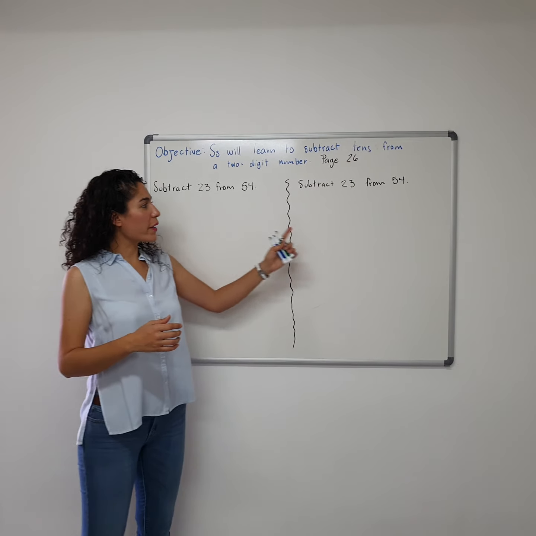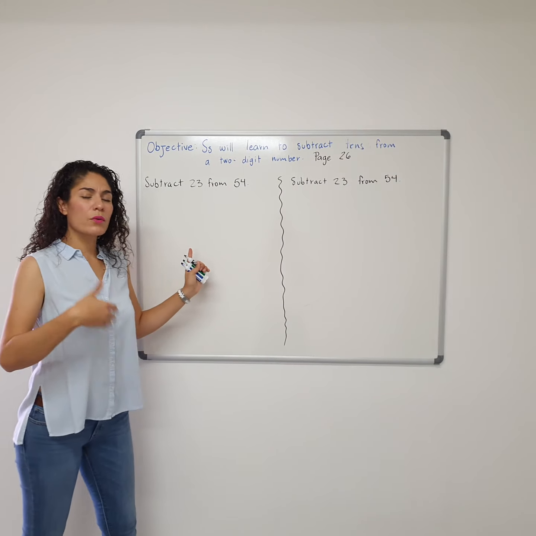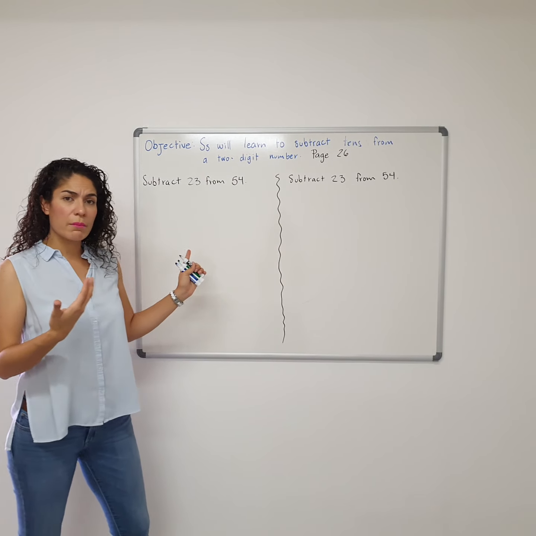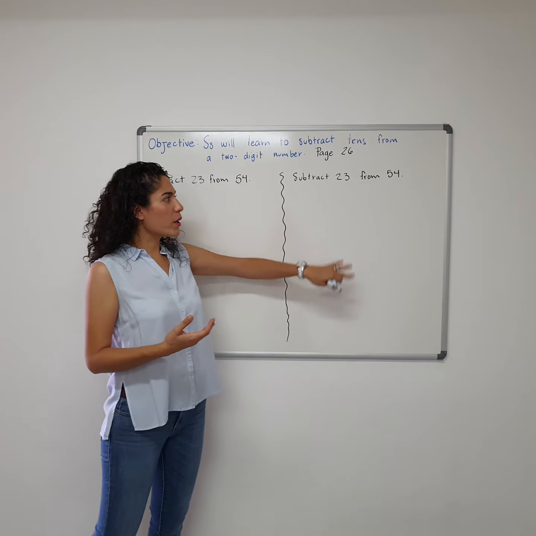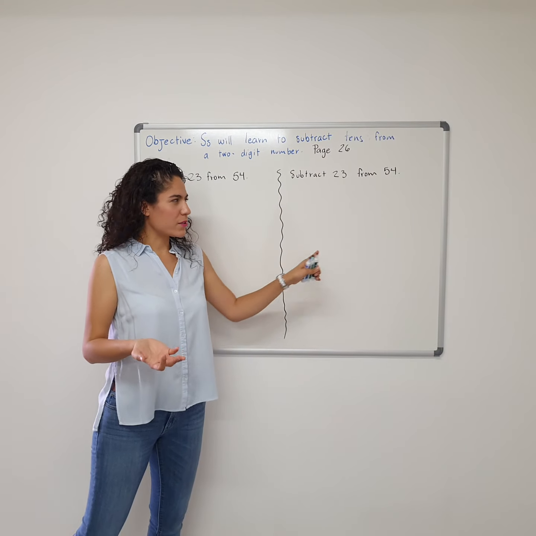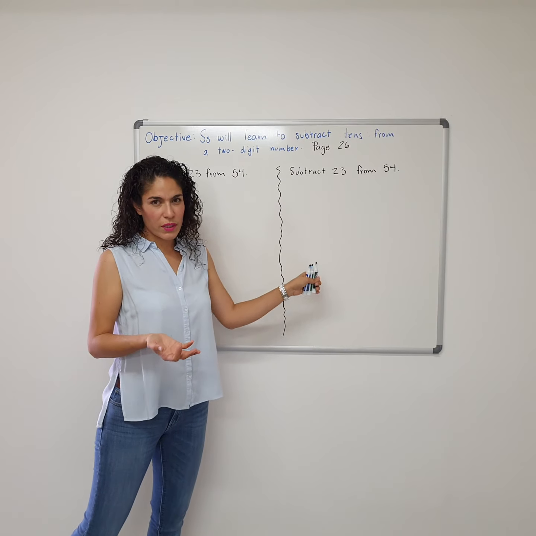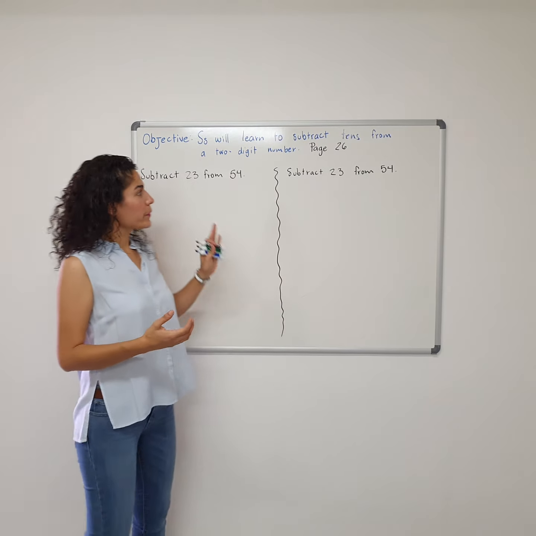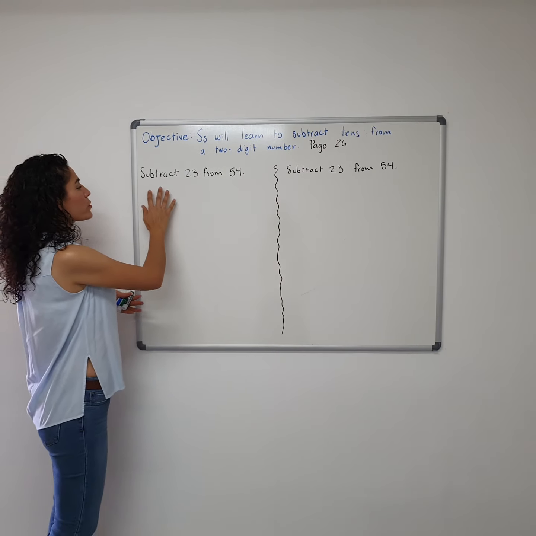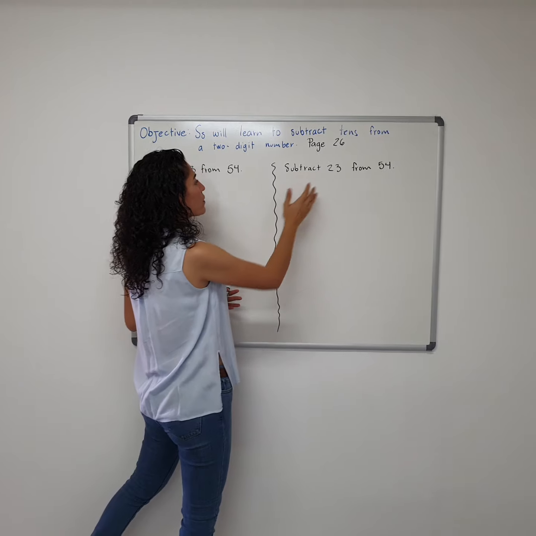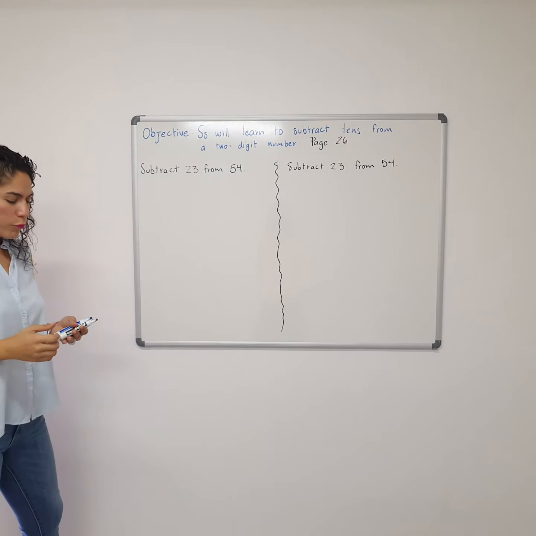We're gonna have two ways to do it. The first one, we're gonna do by following the method of the book, and the second one, I think you're gonna decide to use, is going to be easier, okay? Let's focus then. Our instruction says subtract 23 from 54.